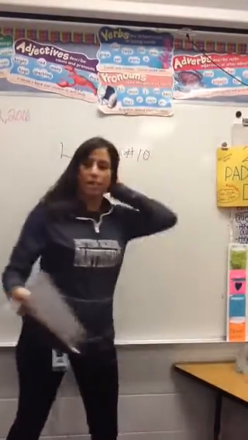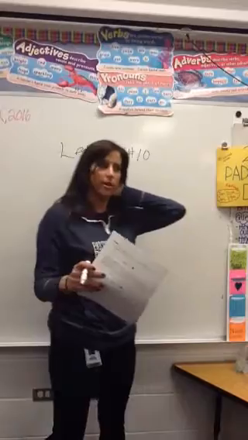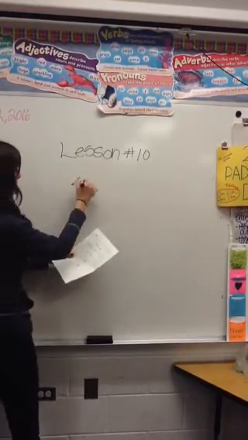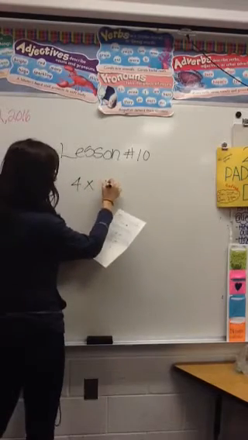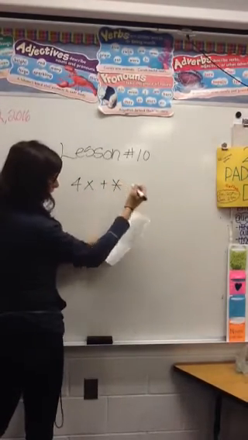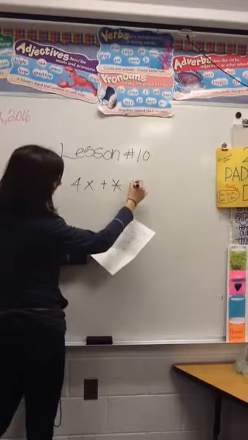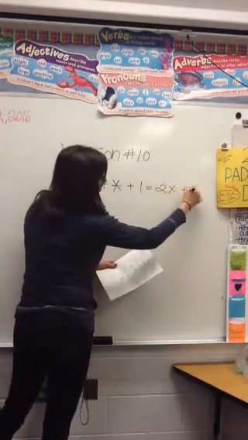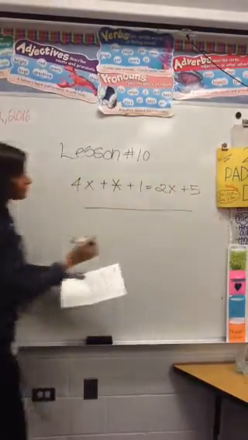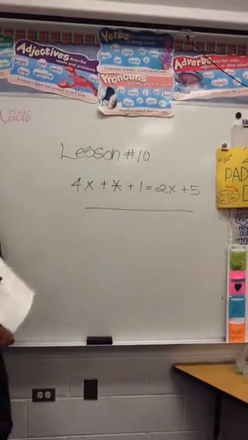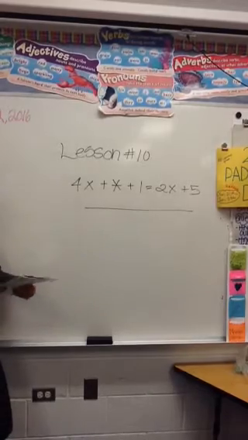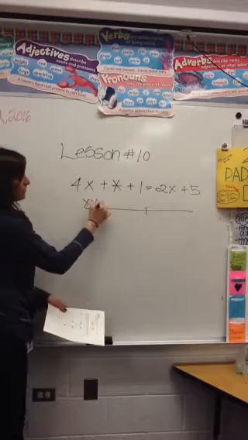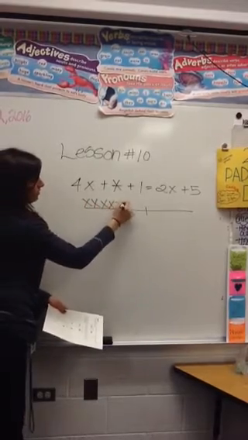So let's do one more. I think I'll just write. Are you guys okay with me just writing this problem? Yeah. Okay, so you can set it up and I'll just solve it up here. So go ahead and set up as I'm writing. 4x plus star plus 1 equals 2x plus 5.